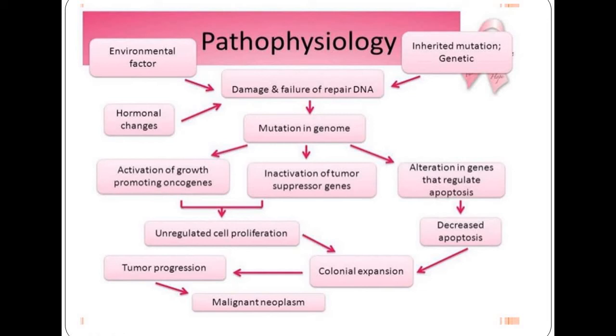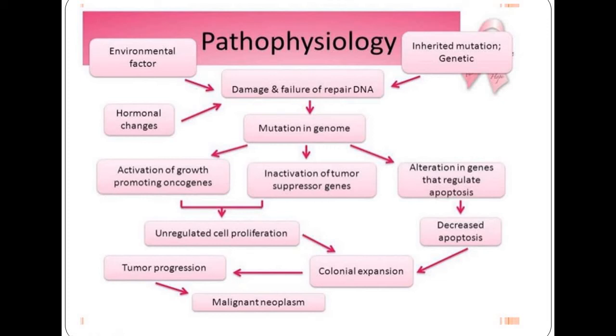The first is that this mutation results in the activation of oncogenes. Once these oncogenes are activated, these are the genes which help in the development of cancer. That will ultimately result in producing oncoproteins which help in cell proliferation.